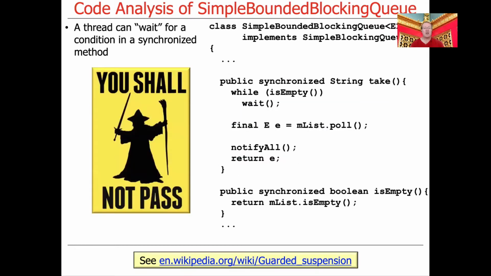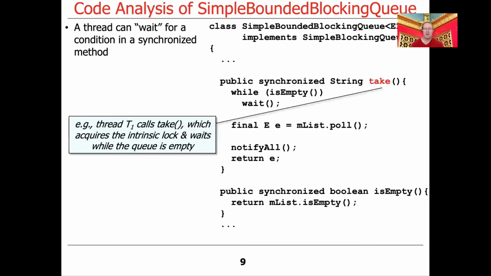Okay, so now let's go ahead and talk about the use of guarded suspension here. And to do that, we'll start with the take method. And you can see that the take method will be called by a thread. Let's say it's called by thread T1. And that will acquire the intrinsic lock and then wait while the queue is empty.